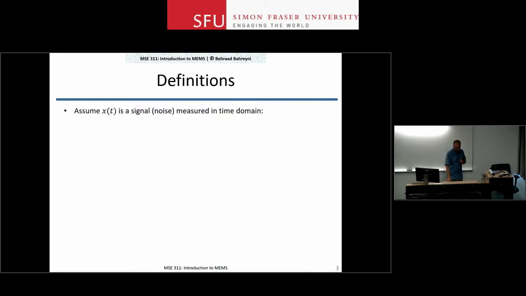Now, what are the definitions? Well, let's assume that x of t is your signal. In this case, we're talking about noise. And we are monitoring this signal in time domain. The average of that signal is found from this expression on the left, the mean of the signal. I integrate that signal over some t, and as t approaches infinity, I basically get the mean for that signal. If it is a discrete signal, I just add up all the samples and divide it by the number of samples.